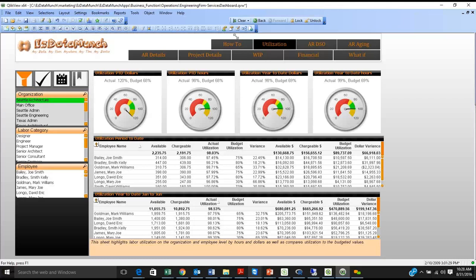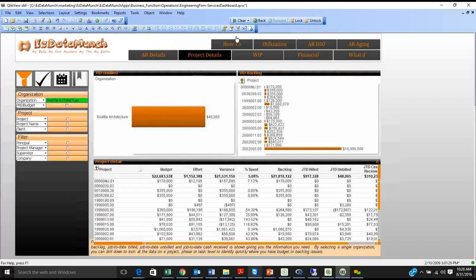Similarly, now we can go into the project details and look at how exactly your projects have been moving forward, what kind of efforts have already been spent on these projects, what kind of variance you have, how much effort you've already spent, what kind of backlog you have, how much has been built. So when you're looking at this data, you're trying to compare what's really happening on this project.